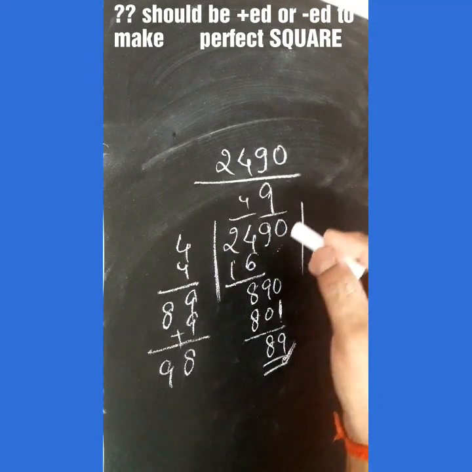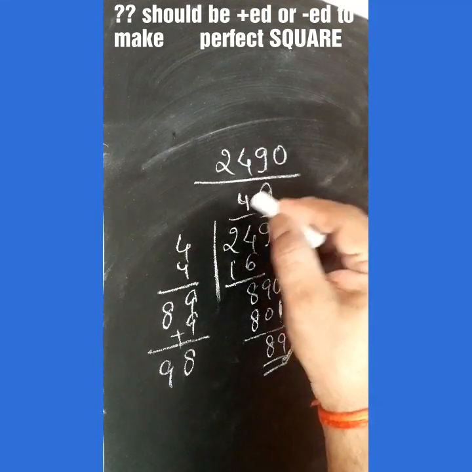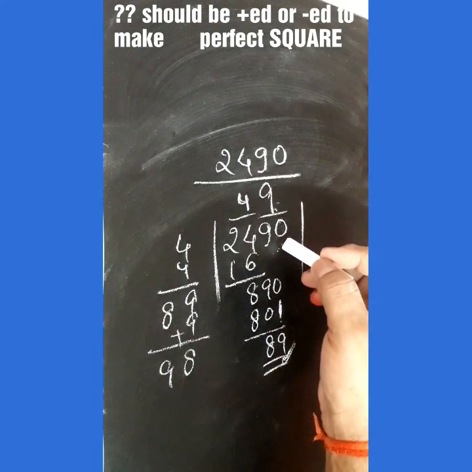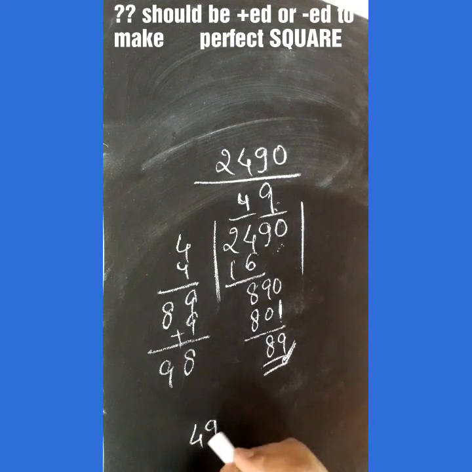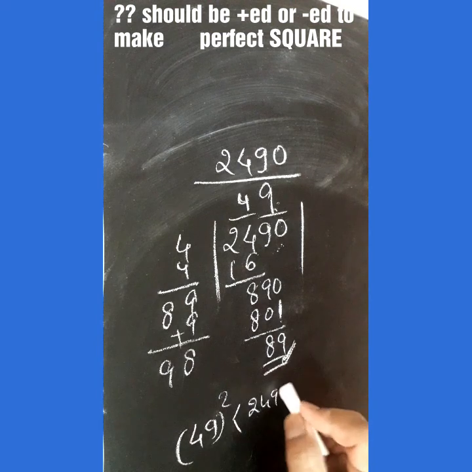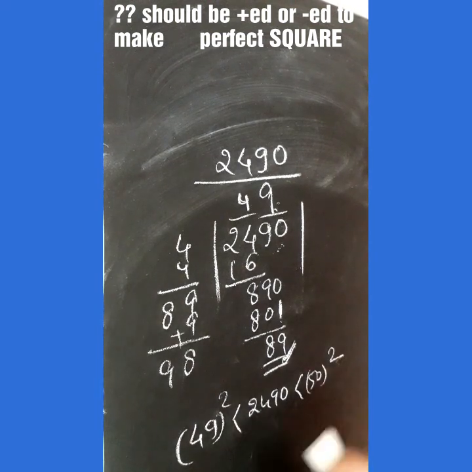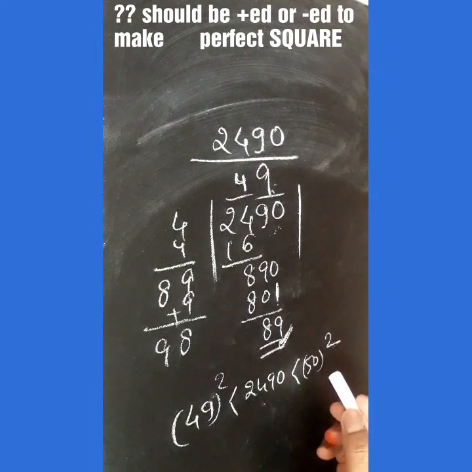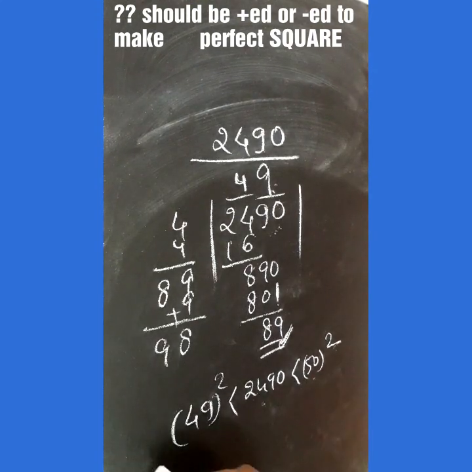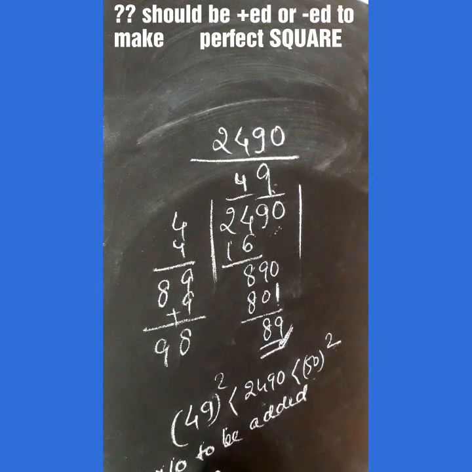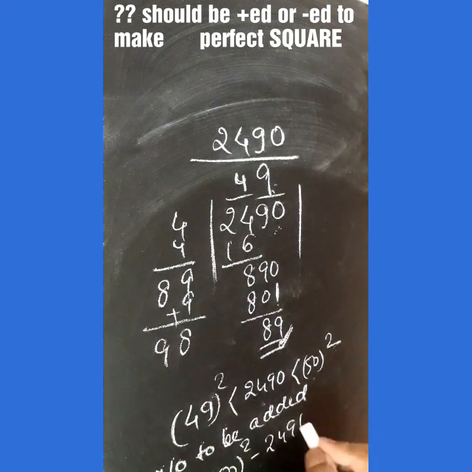It means this number is greater than the square of 49 and less than the square of the next number, that is the square of 50. It means this is between the square of 49 and 50. Now we will see what should be added to this to make it the square of 50. The number to be added to make it a perfect square is equal to 50 squared minus 2490.